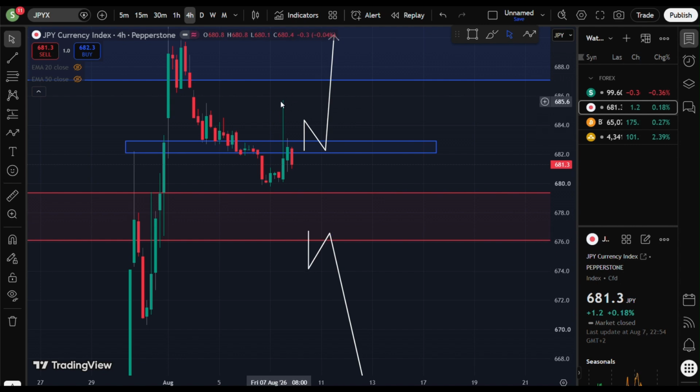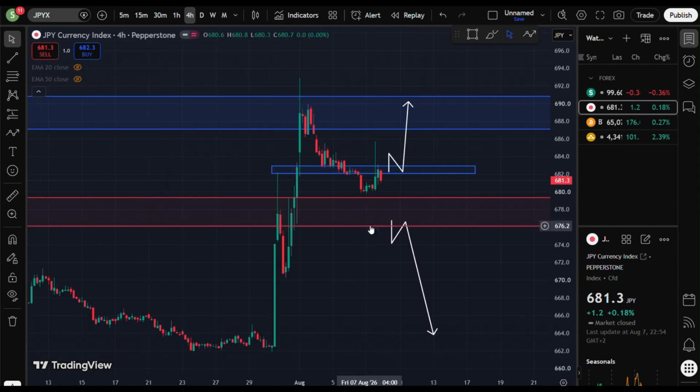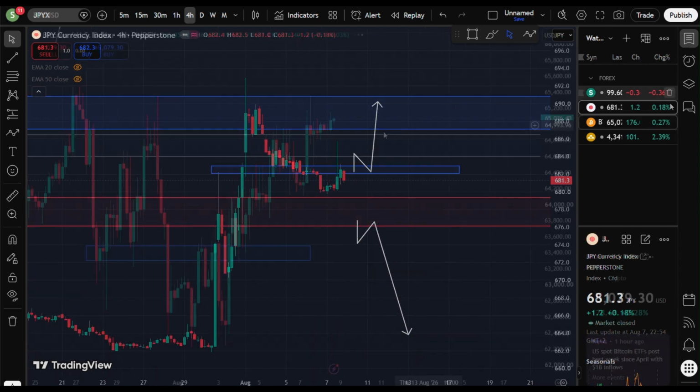As you can see, this was a failure. The high time frame also failed. So I'm going to be expecting price to reach this zone. What else? There's nothing else.